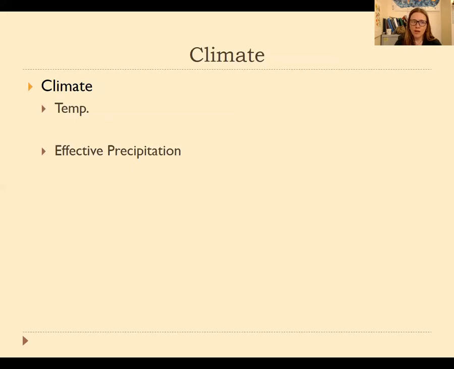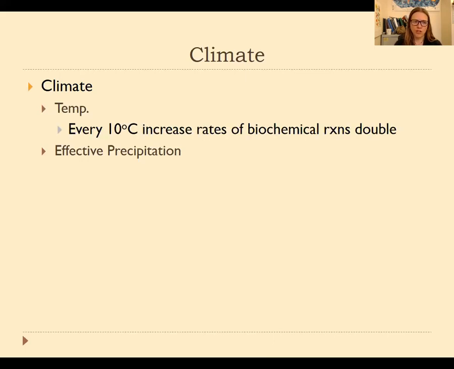But in terms of soil development, there are 2 main factors: temperature, and what we'll call effective precipitation, so the amount of precipitation that actually makes it down to the soil. These are going to be the 2 most dominant factors in influencing soil formation.